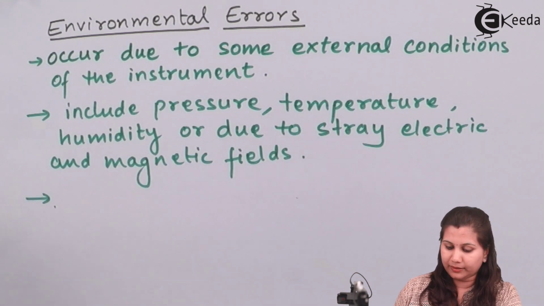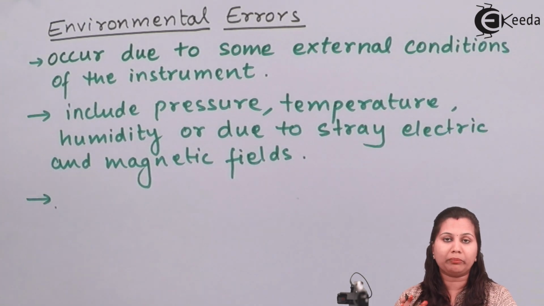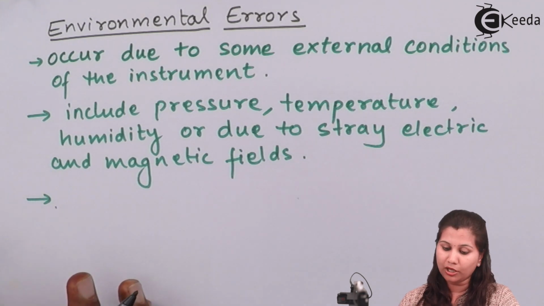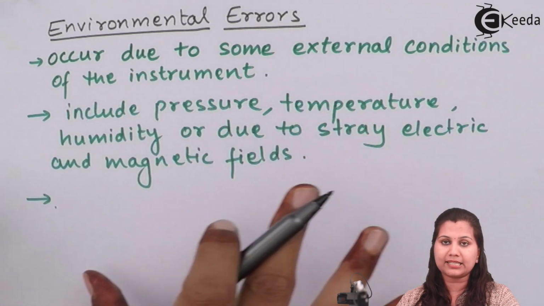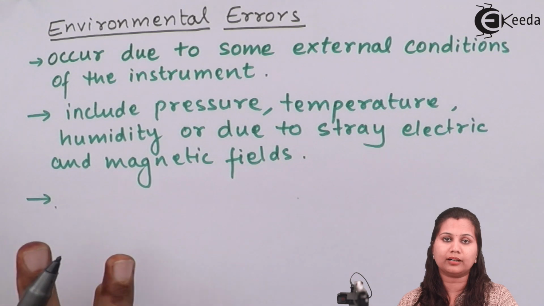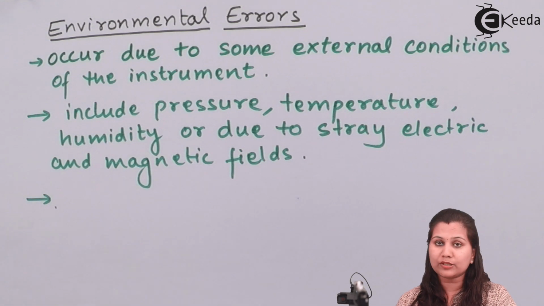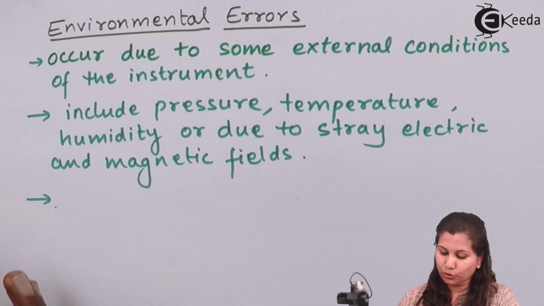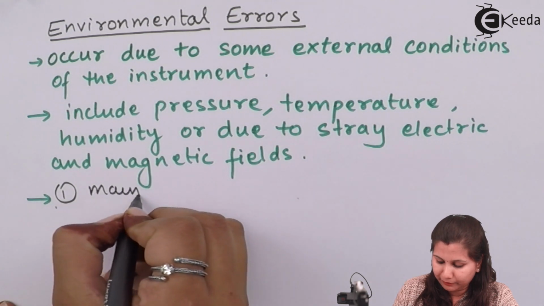We can reduce the environmental errors by trying to maintain the temperature surrounding the instrument as constant, so that no changes can occur due to temperature. Humidity should also be maintained, so we will try to maintain all the external conditions as constant around the instrument. Also, we can ensure that there is no electric and magnetic field present around the instrument. So the first measure is to maintain the humidity and temperature.